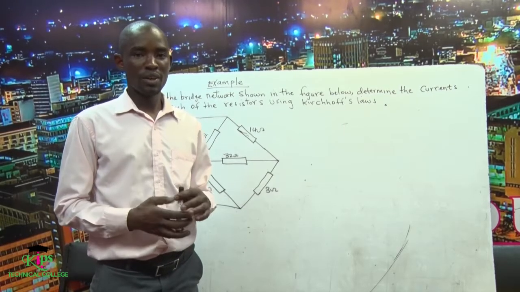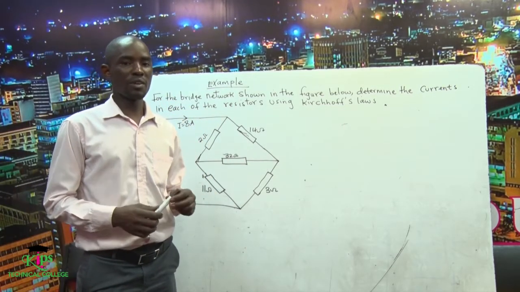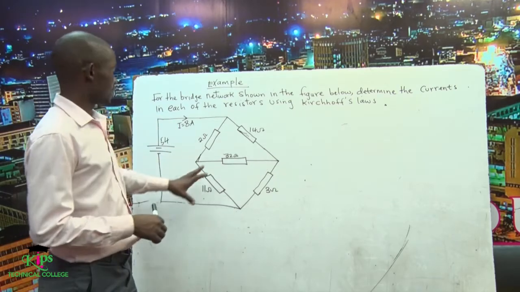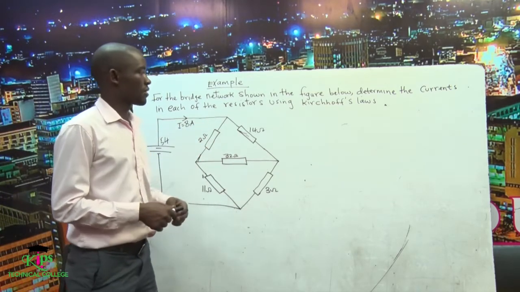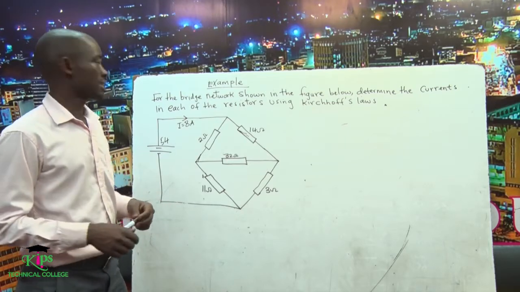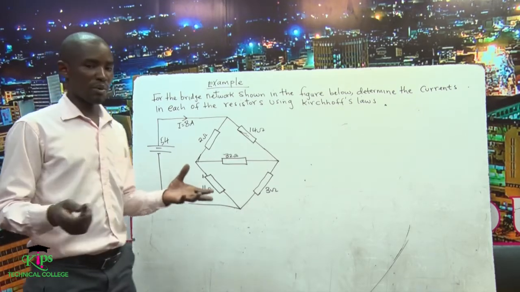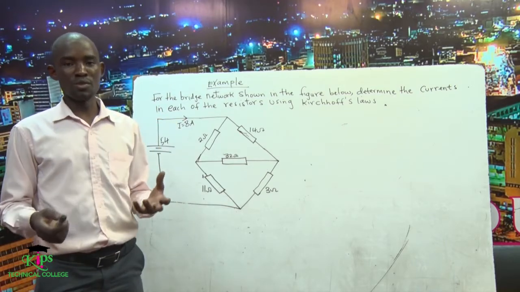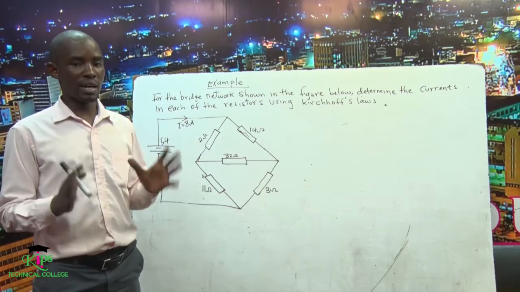Hi everyone, welcome. We are now looking at further examples on Kirchhoff's law using this kind of format. The example reads: for the bridge network shown in the figure below, determine the currents in each of the resistors using Kirchhoff's law. Remember, we have said in Kirchhoff's law what you need to do is identify the loops. The loops will be the guiding factor.